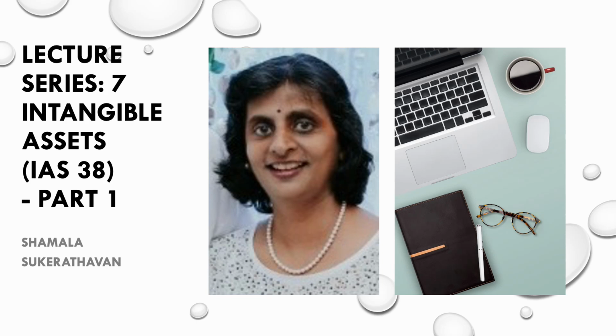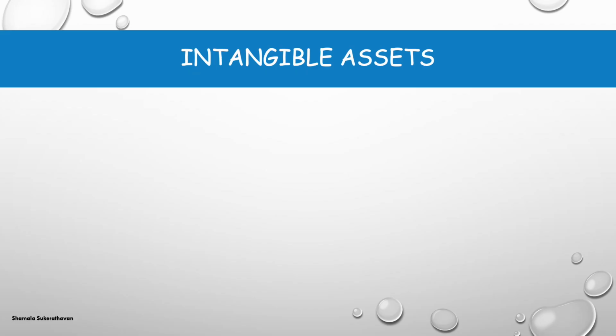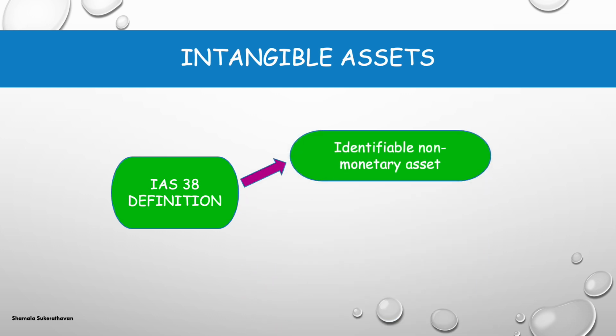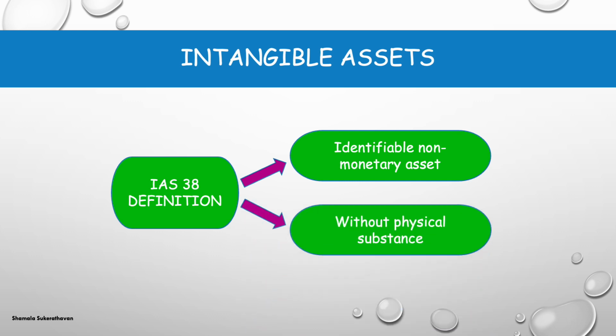This is a two-part lecture series on IAS 38 Intangible Assets. For an item to be recognized as an intangible asset, it should firstly meet the definition as set out in IAS 38. IAS 38 defines an intangible asset as an identifiable non-monetary asset without physical substance.